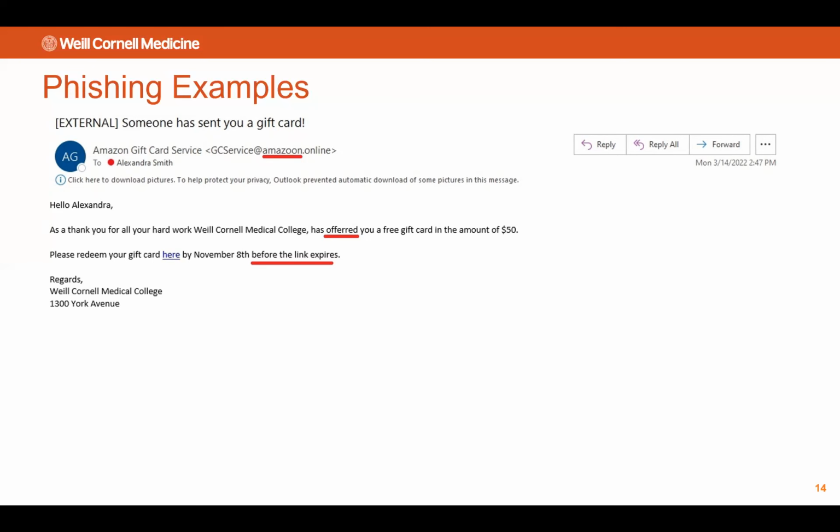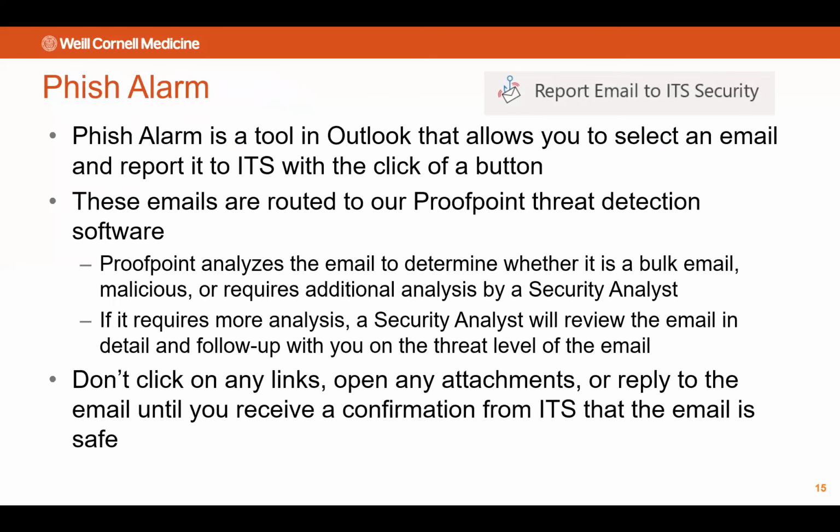All right. So I've talked a little bit about using Phish Alarm when you get a suspicious email. So Phish Alarm is a tool in Outlook that allows you to select an email and report it to ITS with a click of a button. So depending on which version you are using, Outlook 365 versus Office 365 on the web, or if you're using a Mac, Windows, iPhone, or Android, the button may be in a different place, or it may say report phish as opposed to report email to ITS security. If you don't see this button at all, you may need to pin it to your Outlook ribbon. And later in the resources that I have at the end of the presentation, we have a knowledge base article on how to do that.